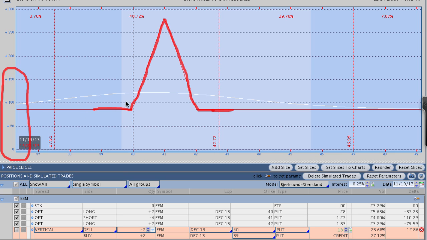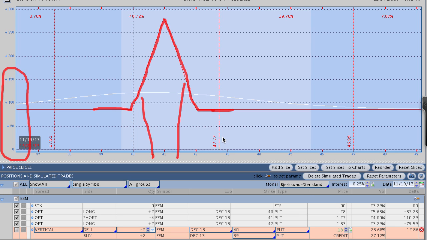So our ideal position obviously would be to hold it until it gets very close to this 41 strike, and that's where we start making a lot more of our money in this butterfly. So we're going to hold this trade pretty close to expiration unless EEM starts trading very close to 41, and then at that point we'll close it out for a nice little profit.